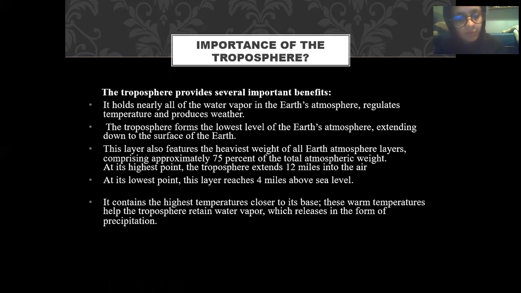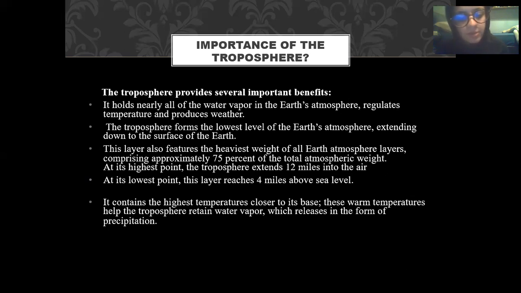Importance of the troposphere. Let's see about the importance of the troposphere. There are several important benefits. It holds nearly all the water vapor. The atmosphere regulates temperature and produces weather. The troposphere forms the lowest level of the Earth's atmosphere, extending down to the surface of the Earth. This layer also features the heaviest weight of the Earth's atmosphere, approximately 75% of the total atmospheric weight.